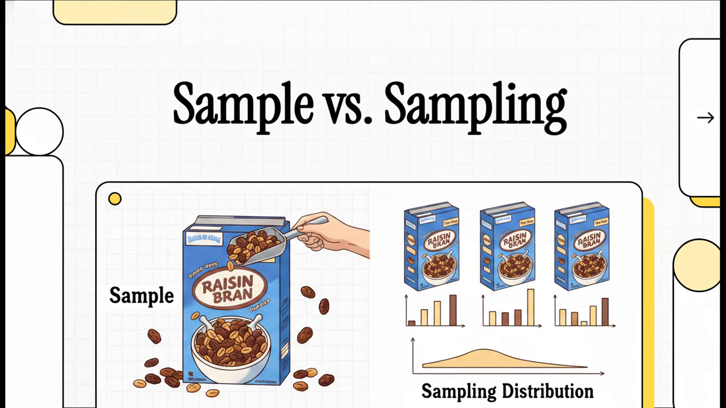Welcome to this explainer on the art of data analysis. If you've ever felt completely overwhelmed by statistical jargon, you're definitely in the right place. Today, we're going to clear up some of the most confusing concepts in statistics, like the crucial difference between a sample distribution and a sampling distribution. And we're going to do it using something incredibly simple and honestly pretty relatable, a regular old box of raisin cereal. Okay, let's dive right into this.